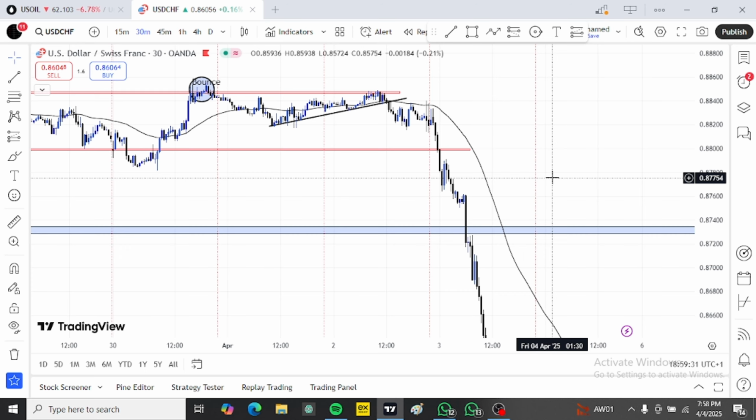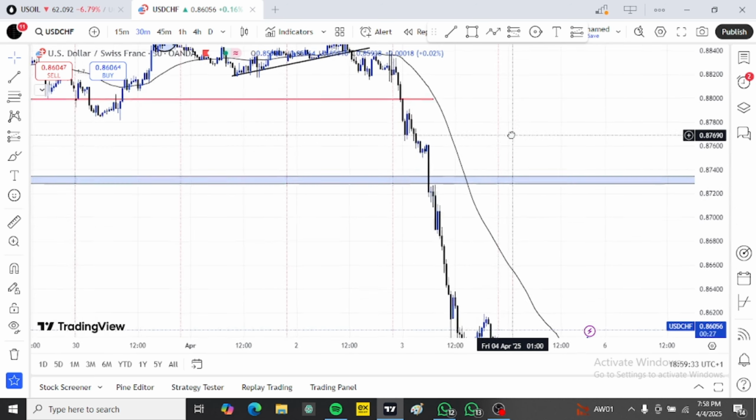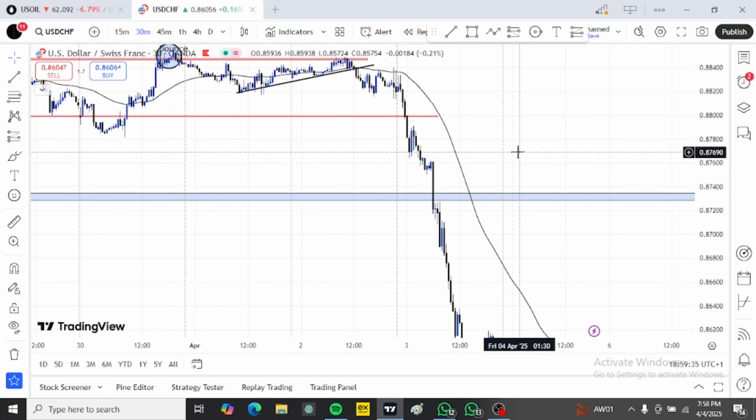As you can see on my chart already, there's a very big move here. I'm going to explain why this move happened. So let's just dive in.